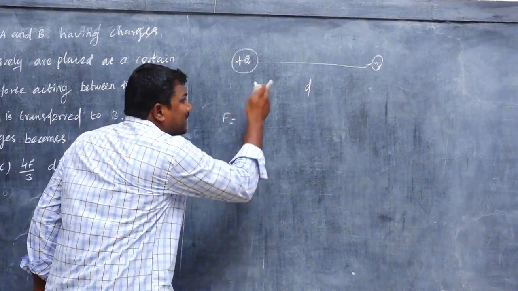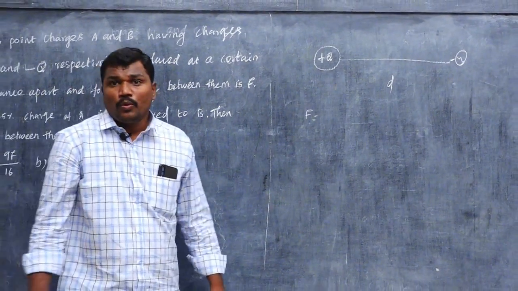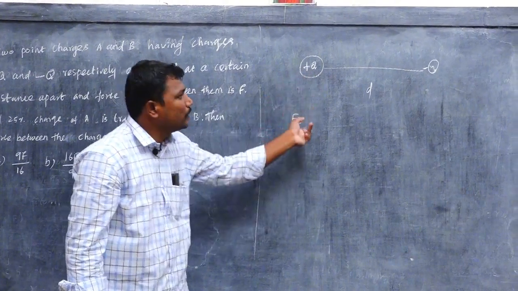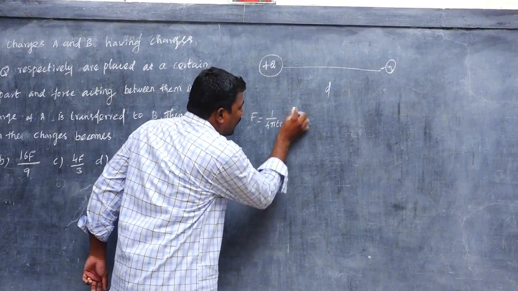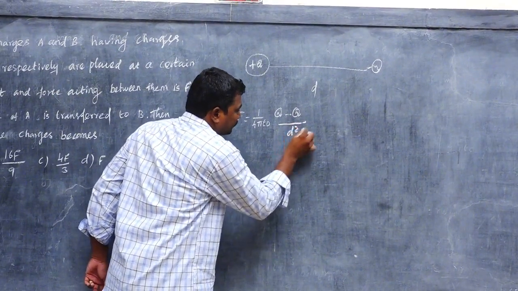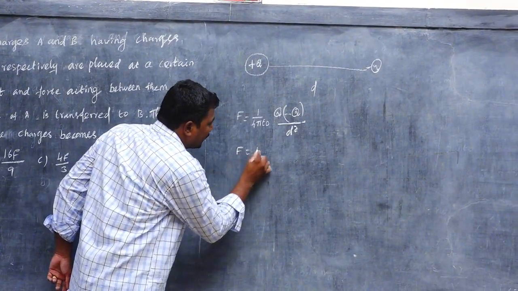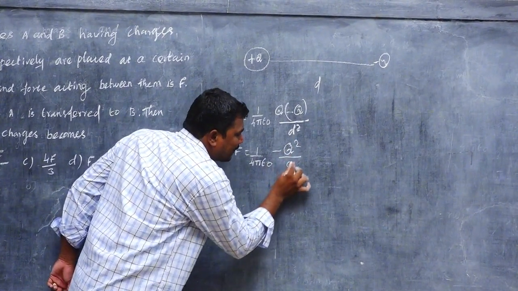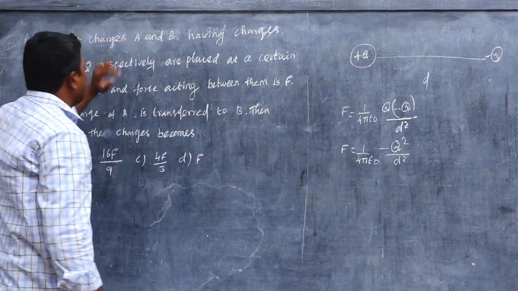Force according to Coulomb's law, the force acting between the two charges. You know the standard formula: 1 by 4 pi epsilon naught q1 q2 by r square. q1 is plus q, q2 is minus q. So F equals 1 by 4 pi epsilon naught, plus q into minus q, divided by d square. Force equals 1 by 4 pi epsilon naught, minus q square divided by d square. So these values are given.